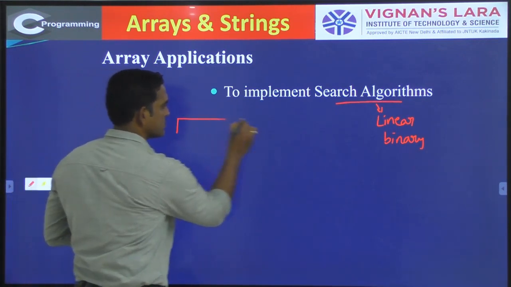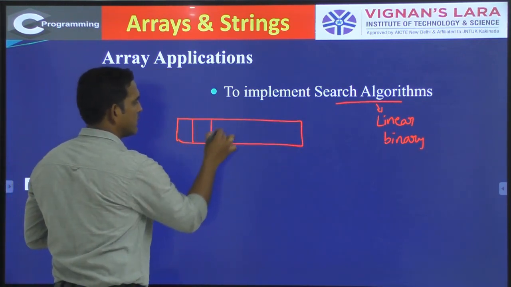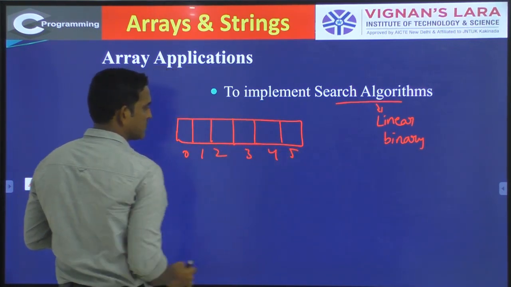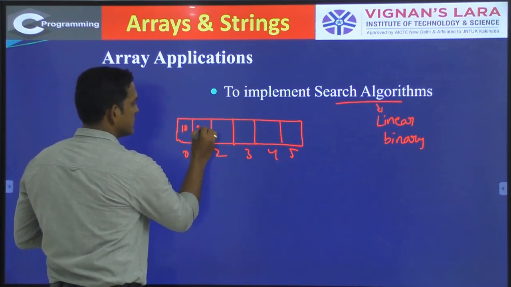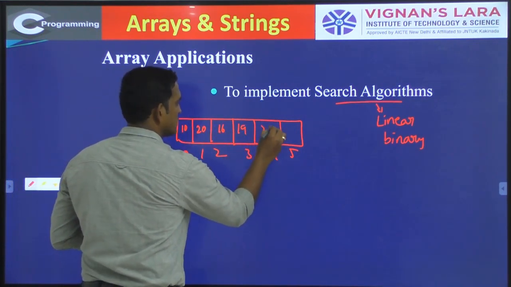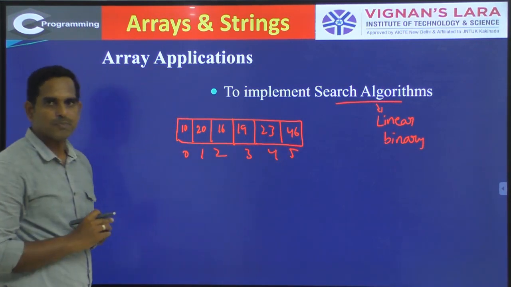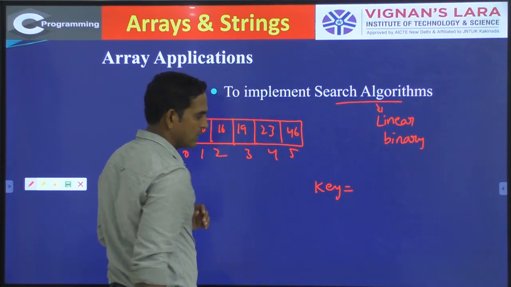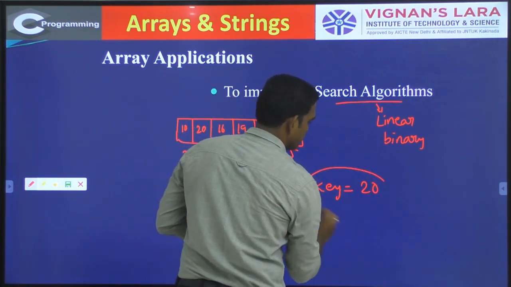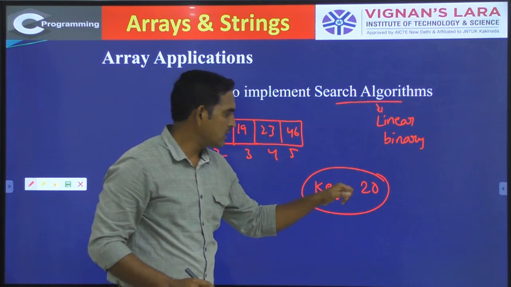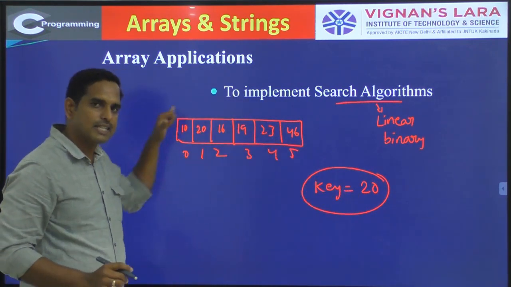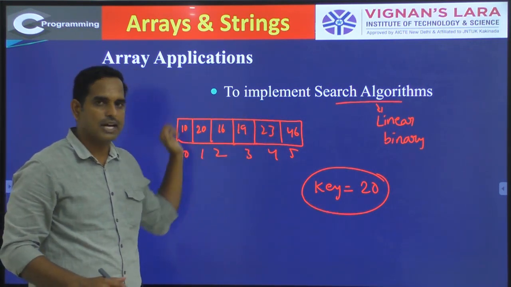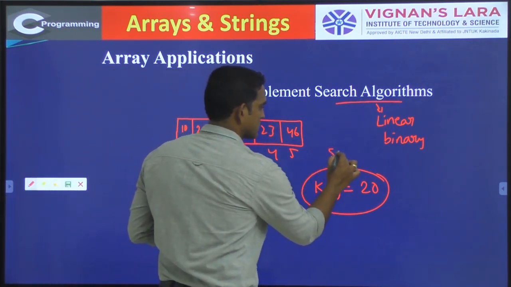What is the searching means? Suppose if you are having a one-dimensional array of size 5, and if you are having values 10, 20, 16, 19, 23, 46. Okay, so searching means if I have something as key. Okay, if I want to search some element 20, this will be the key. Whether this particular key element is present in this array or not, we will be calling it as search.